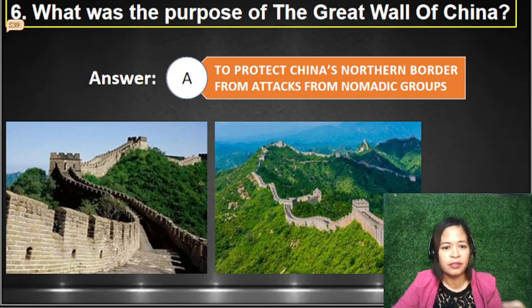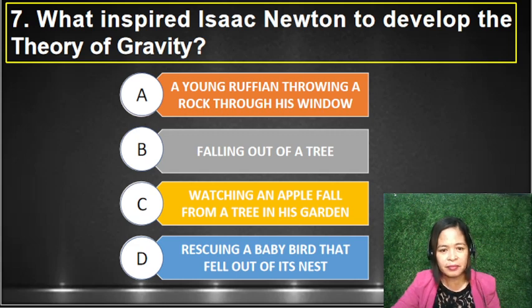The nomads' fierce horsemen were stronger than the Han Chinese infantry. But after the wall was built, the nomadic tribes could no longer raid and intrude into northern China. So that was the very purpose of the Great Wall of China.